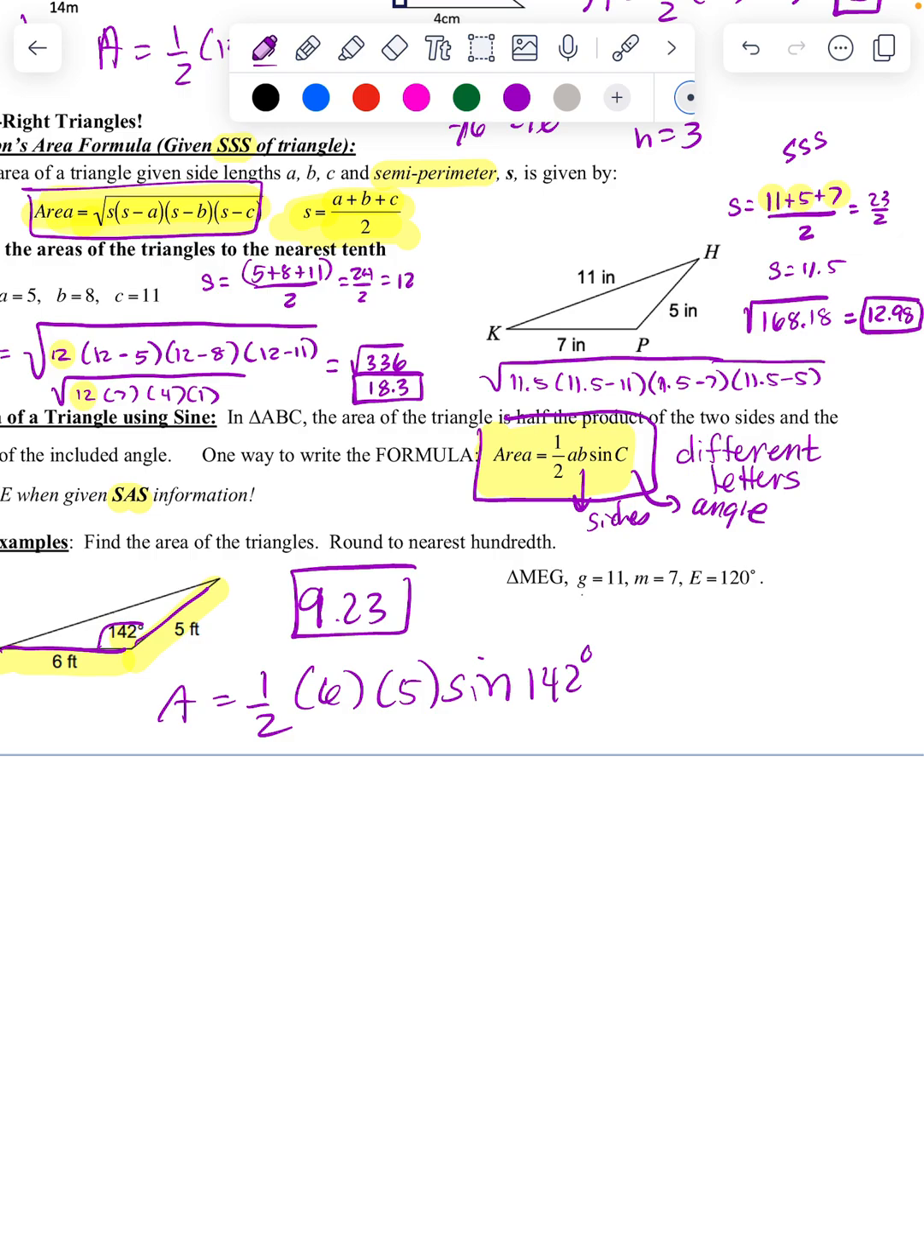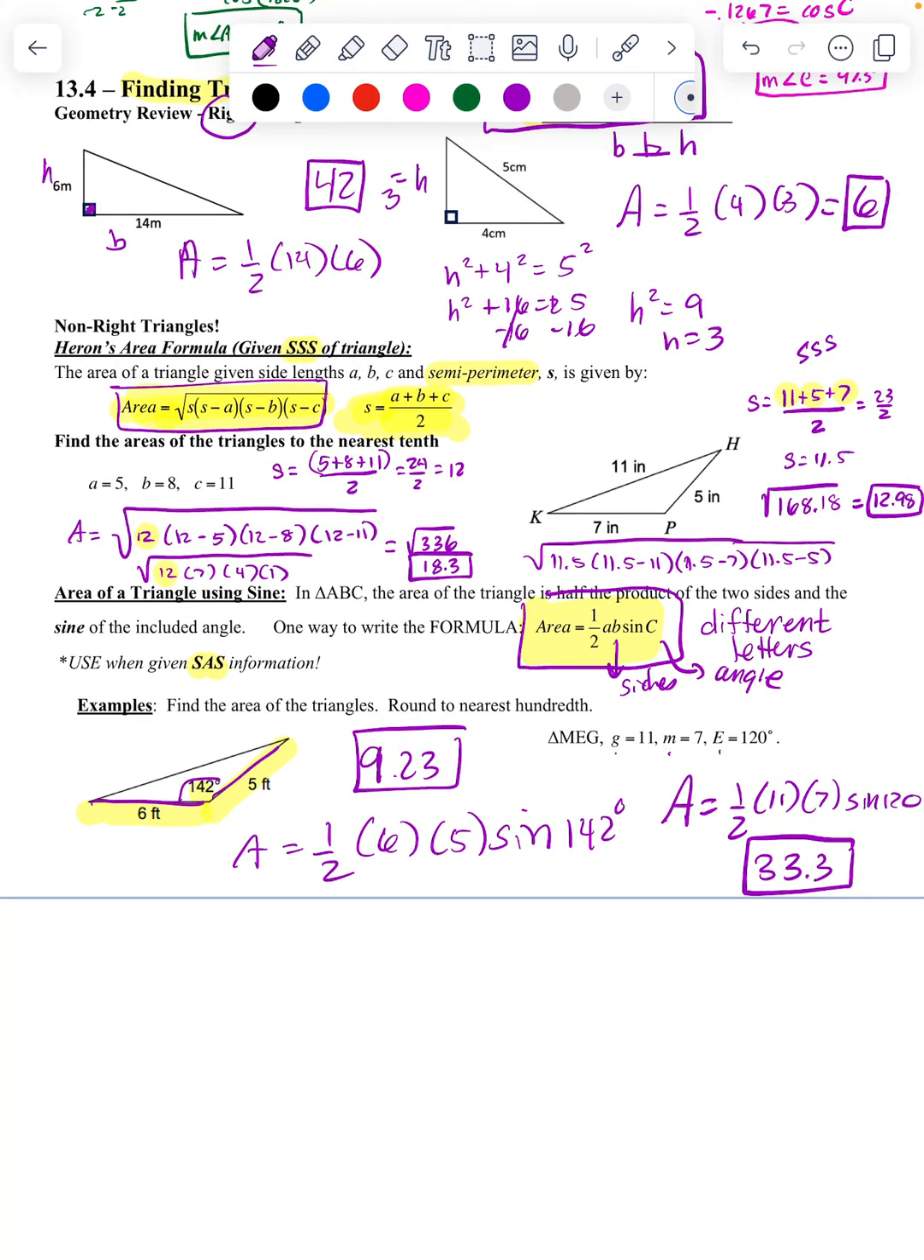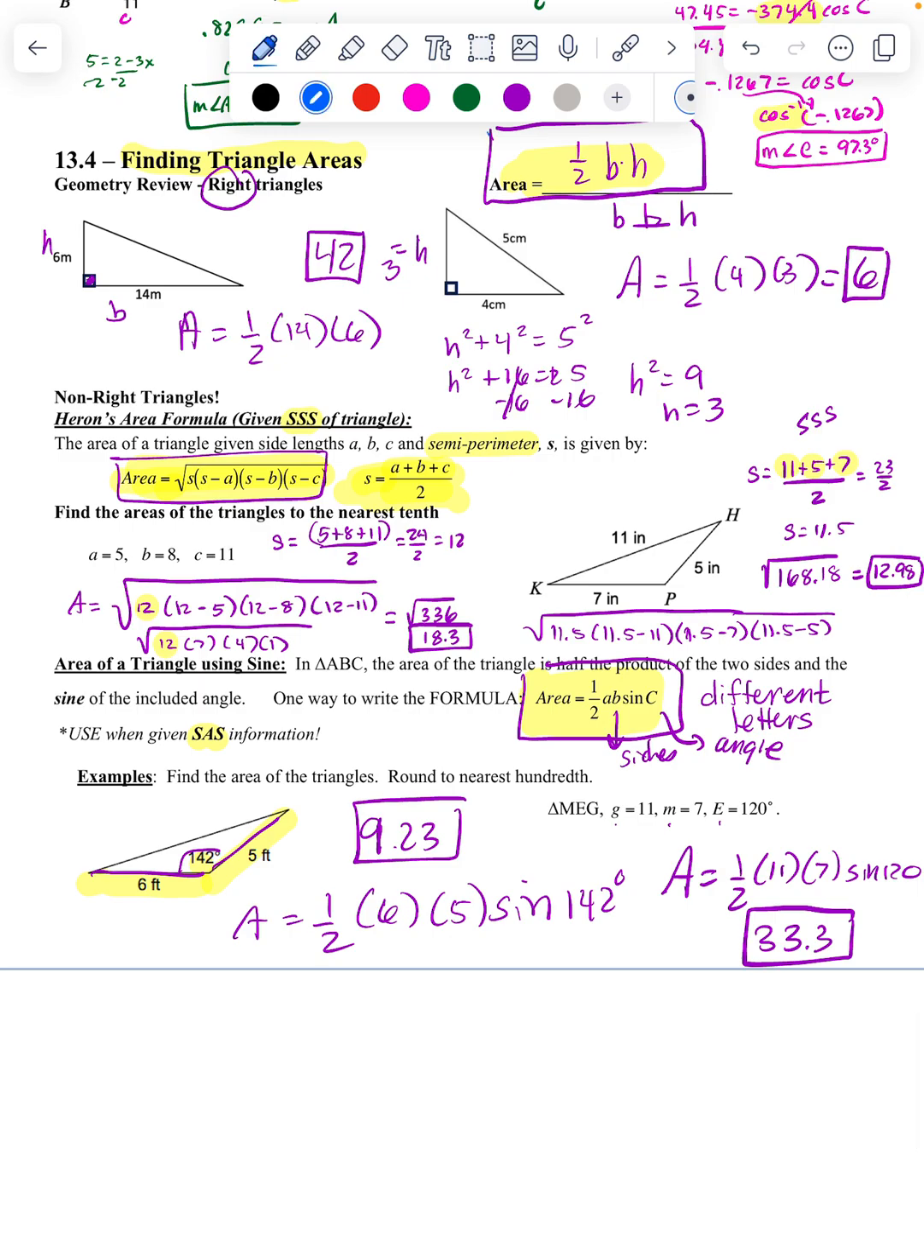Give it a try. Here, I can see that I have G, M, and then E, so they're all three different letters, which means I'm able to use this formula: 1/2 of 11 times 7 times the sine of 120, straight into my calculator, 33.3. The area calculation should be easy as long as you are paying attention to whether you should use the right triangle formula, this one, remembering how to find S because I know all three sides, or this one because I know two sides and the included angle. So know the correct formula and how to use it, and you'll be golden. Bye, guys.